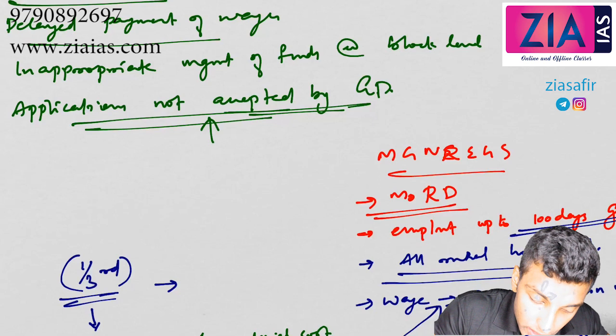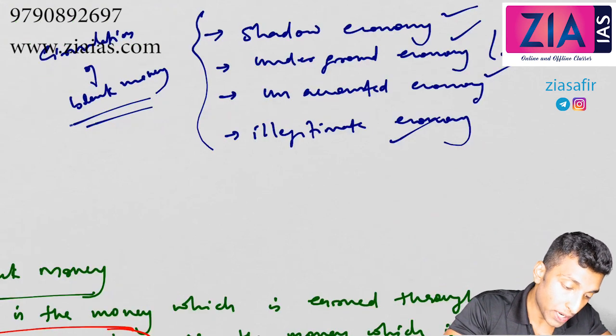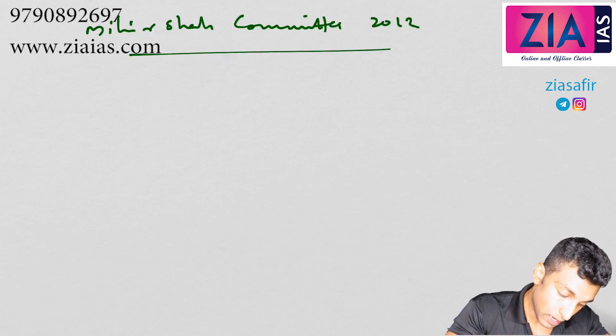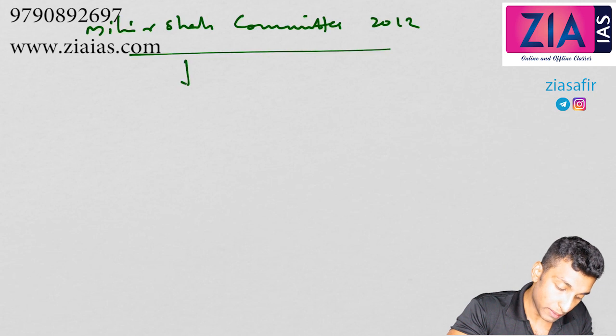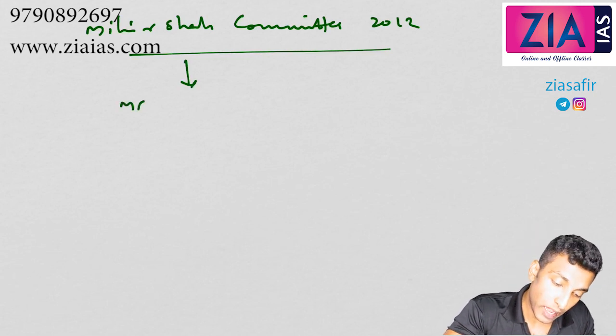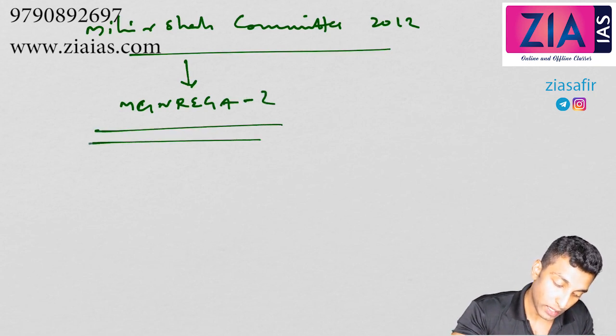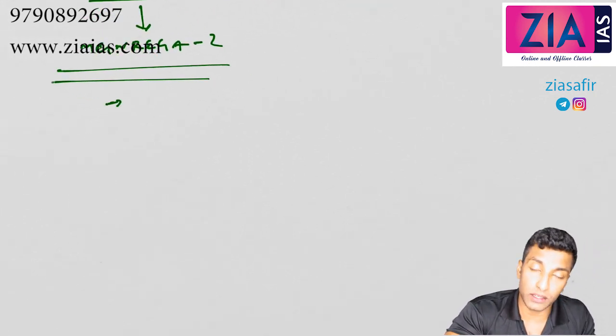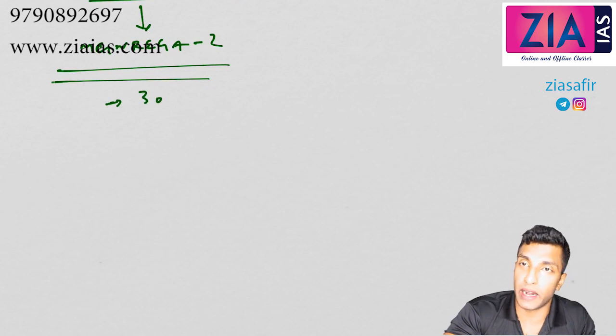Now there was a committee which was set up in 2012, the Mihir Shah committee. Okay, so we will see some of the recommendations of the Mihir Shah committee also. I'm discussing all this because you can write this in your mains, GS as well as in essay if you get a question. On the recommendation of this committee, some changes have been made, and that is MGNREGA 2.